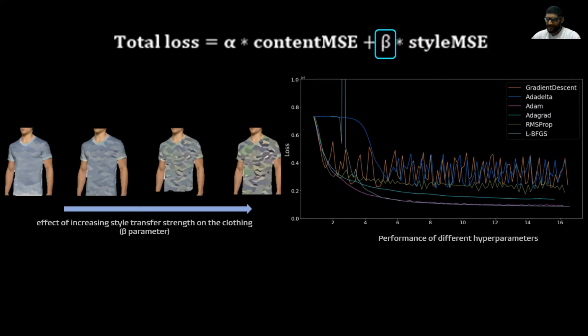RMSprop depicted oscillations due to large learning rates, and when the learning rate is small, the optimizer takes long in finding the local optima, infusing the content image with less texture from the style image.